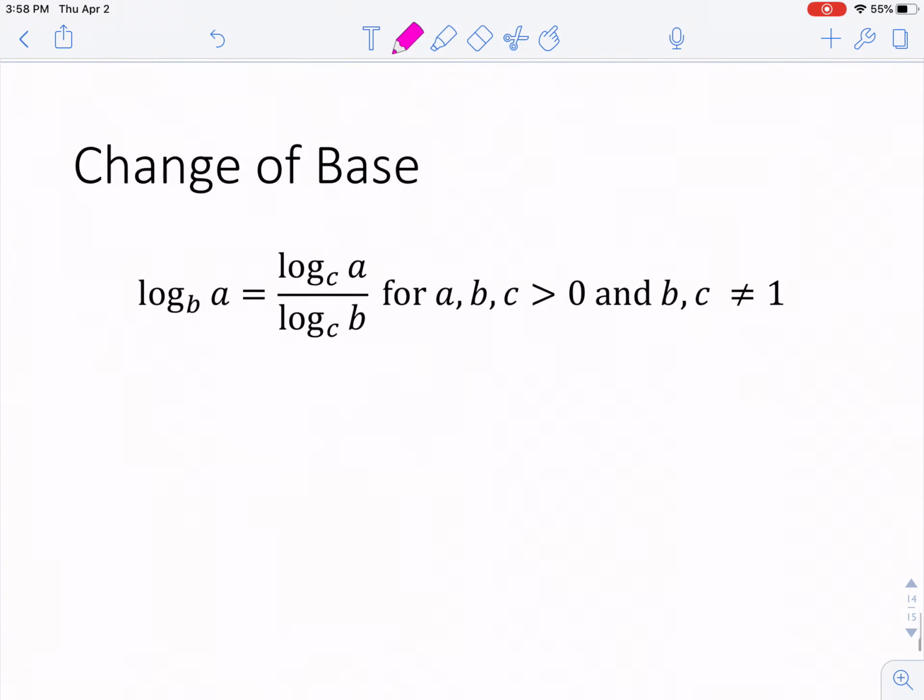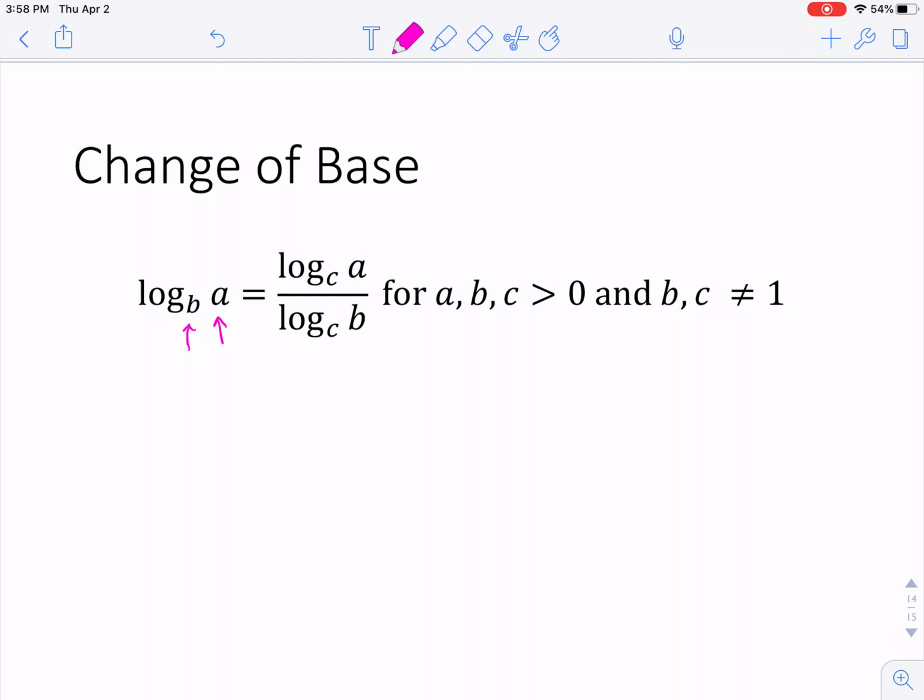And the change of base formula is the following. It says that if I take the log of a with any base b, I can change it into any other base that I want to, let's say c, by taking the log of a base c divided by the log of b base c.